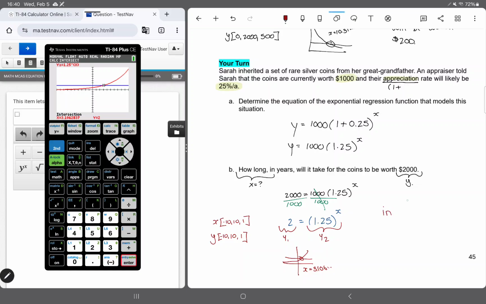So in about 3.1 years, the coins will be worth $2,000. I'm still doing the last question, sorry.